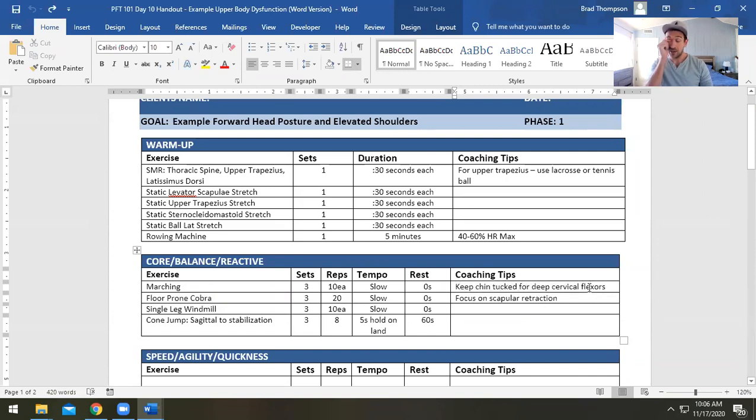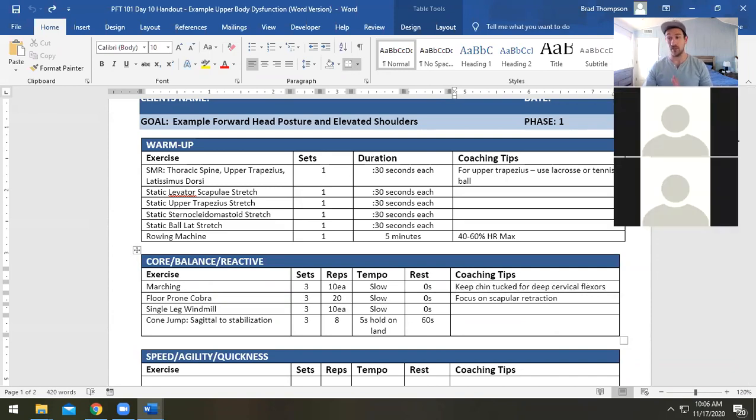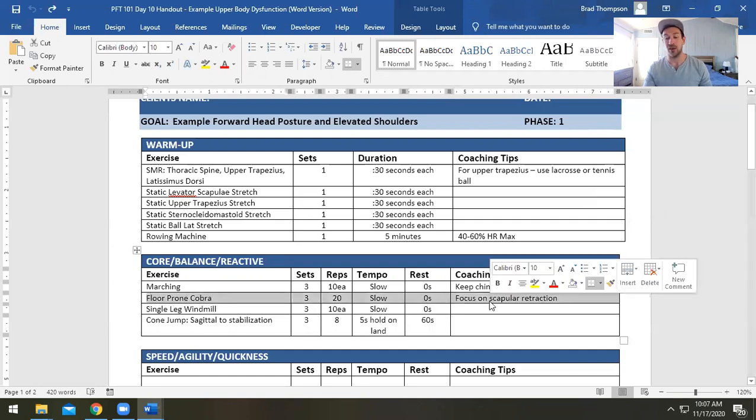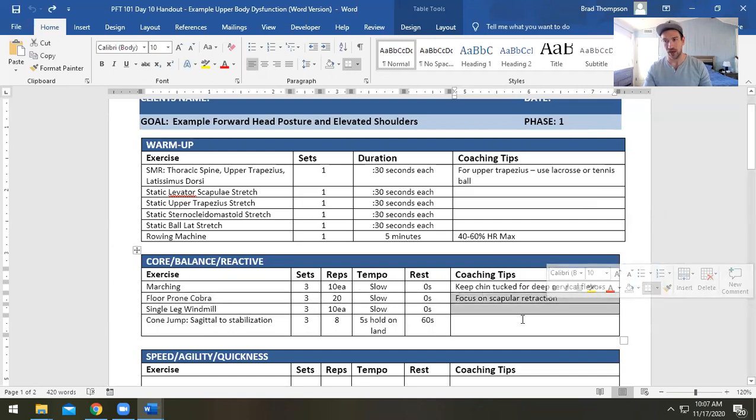That is, if I've got a client with a forward head posture and I really can't convince them to just take 5 minutes to meditate in this position, I'll fool them into doing it with a little bit of core work. We'll bait them into it, right? They don't want to do the deep cervical flexors because nobody wants to work the deep cervical flexors. Fine, let's work the core and I'll still work the deep cervical flexors, right? So we're really focusing on getting that activated there. And then again, floor prone cobra, obviously, focus on that scapular retraction.